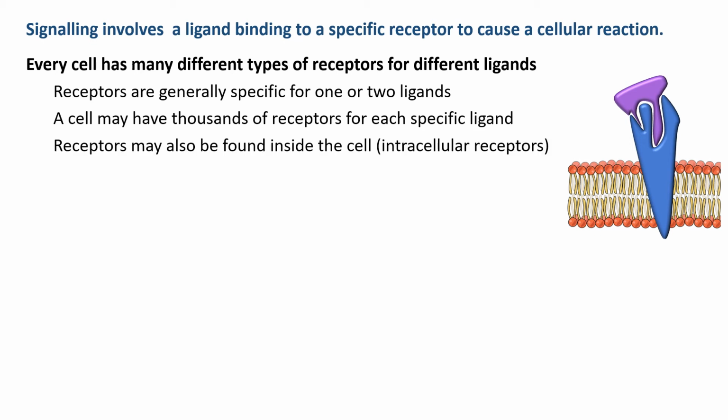A cell may have thousands of receptors, though, for each specific ligand. And we're not just talking about plasma membrane here. Many receptors are also found inside the cell. If you remember, we've already talked about a transcription factor binding to a specific sequence of codons on DNA. To do that, it needed a receptor. So there are also many intracellular receptors.